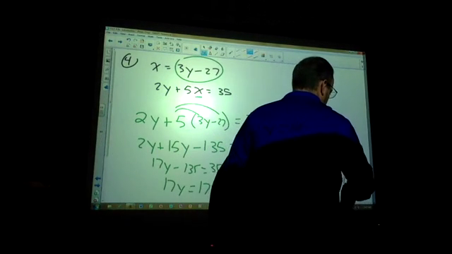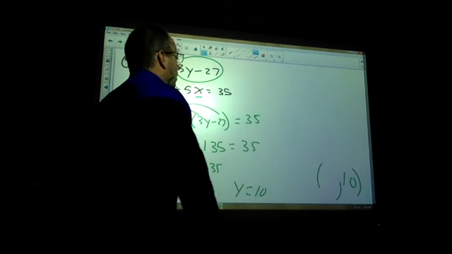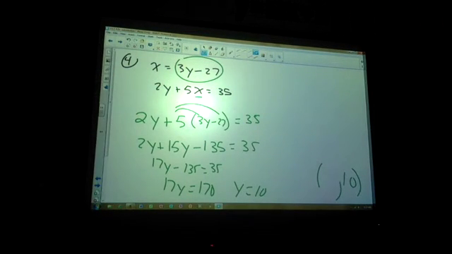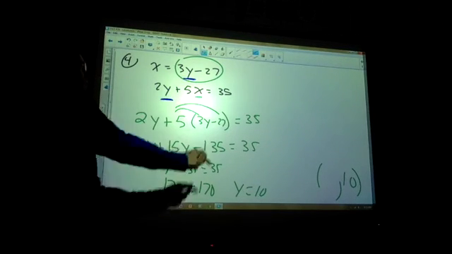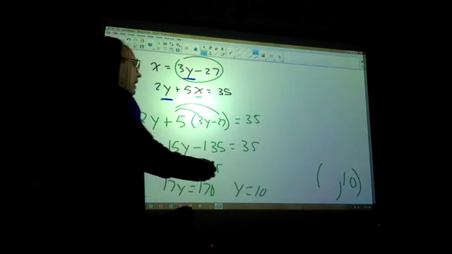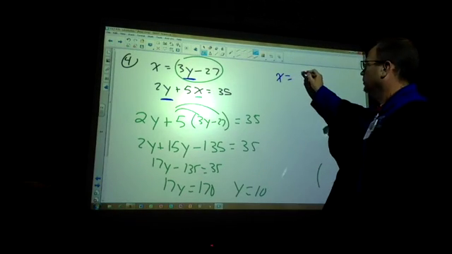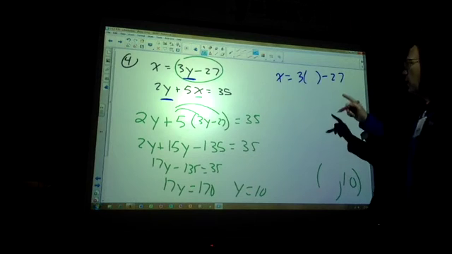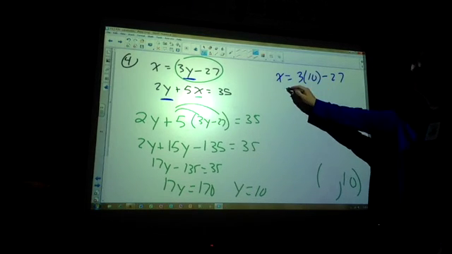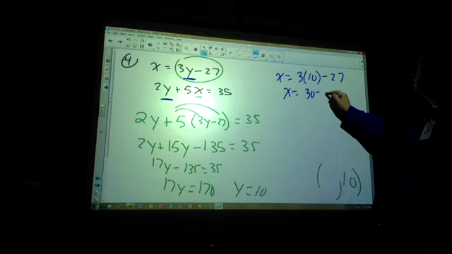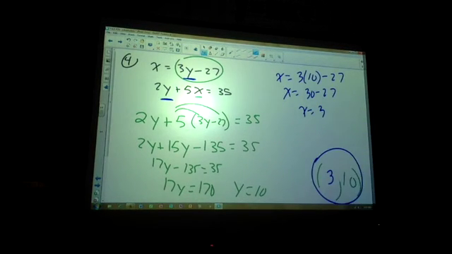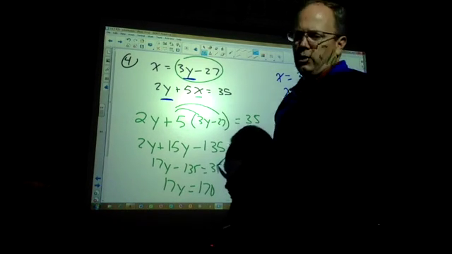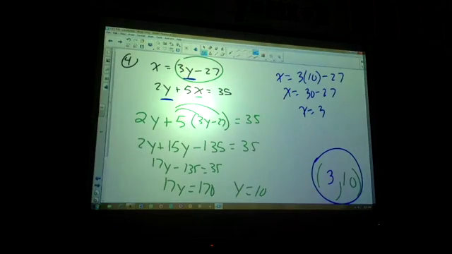Is the problem done yet? No. What should I do with that 10? Plug it in for y. So I can plug it in here, or I can plug it into here. Which one makes more sense? The top one. It's already solved for x, and I'm looking for an x value. That was a y. Now I'm going to plug a 10 in. So x is equal to 3. (3, 10) is our answer. Okay. What else from that front page? Number 6. All right.